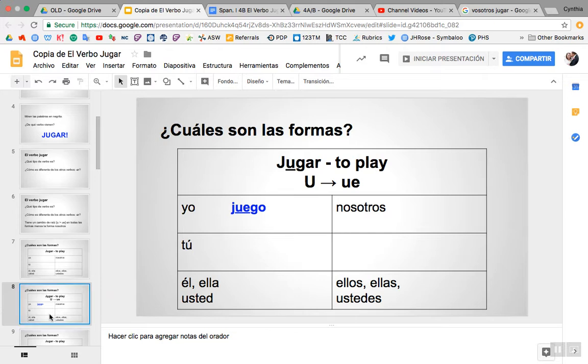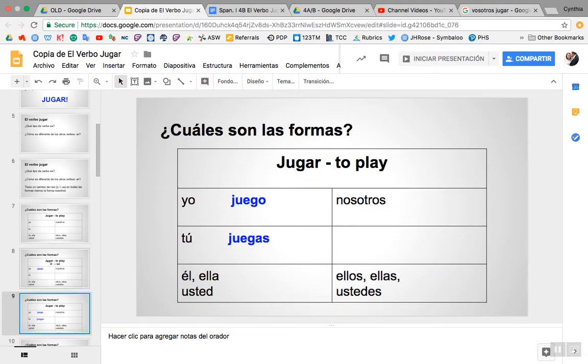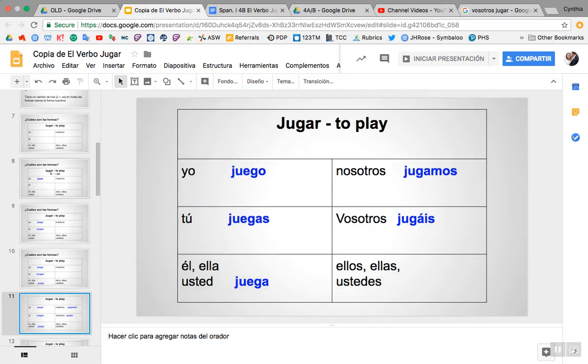Yo juego. Tú juegas. Él, ella, usted juega. Now, it does something different in the nosotros form. Nosotros jugamos and vosotros jugáis. There's no stem change here, and that's just fine. That's correct. And then finally, ellos, ellas, ustedes juegan. We have the stem change here.